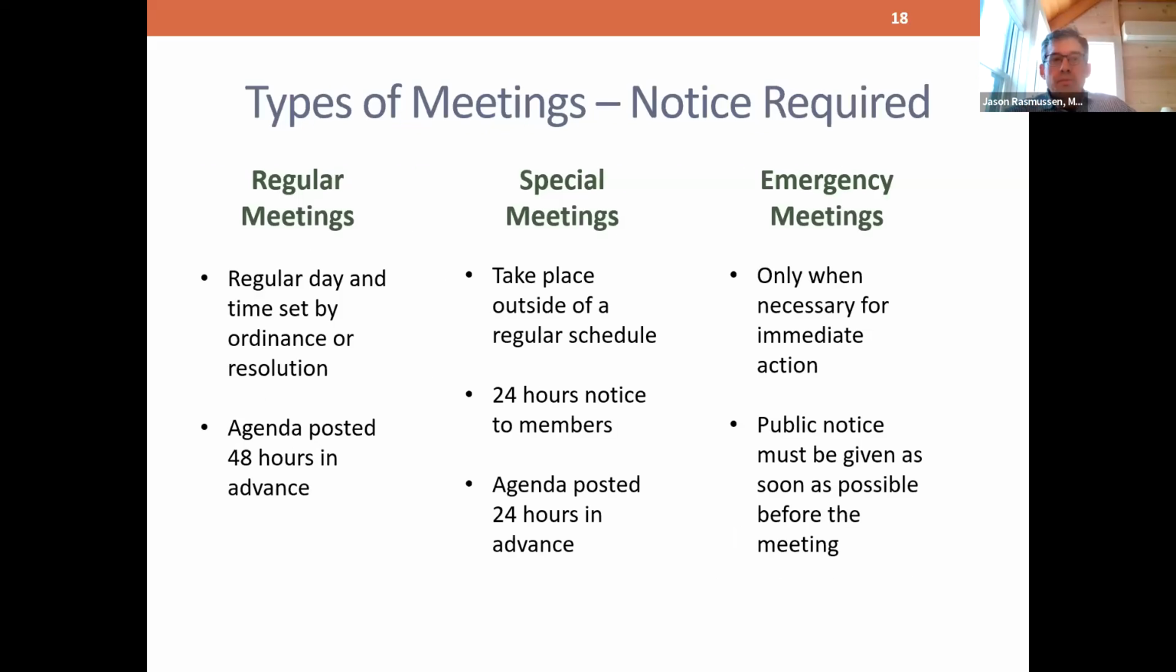So there's generally 3 types of meetings. There's the regular meeting. We meet the first Wednesday of every month and, at this time, at this place. Those are the regular meetings. Those take an agenda posting in 48 hours advance notice, if not more.